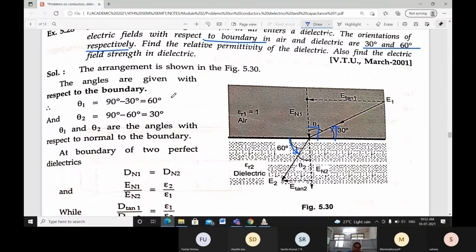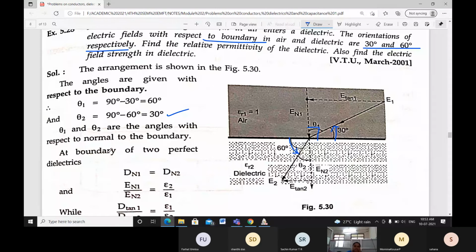Therefore, the same thing is done here. The angles are given with respect to the boundary. For that reason, theta 1 is going to be 90 minus 30, which gives 60. And theta 2 is going to be 90 minus 60, which is 30 degrees. We find our theta 1 and theta 2 with respect to the normal. Whenever the problem gives angles based on the boundary, the angle should be in terms of the normal. Don't go with the boundary. If it is given with respect to the boundary, convert it to the angle with respect to the normal.